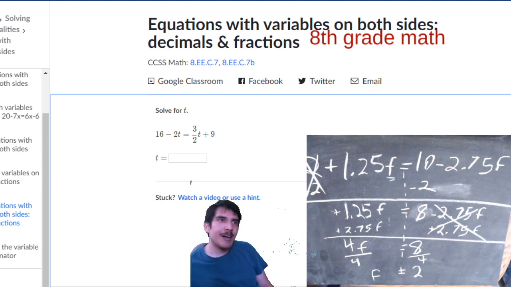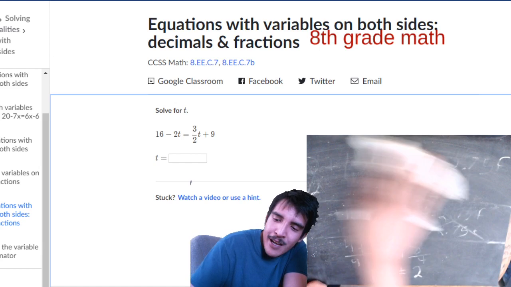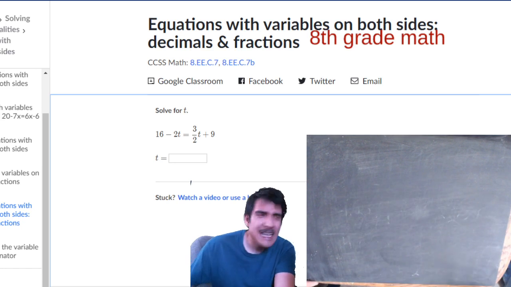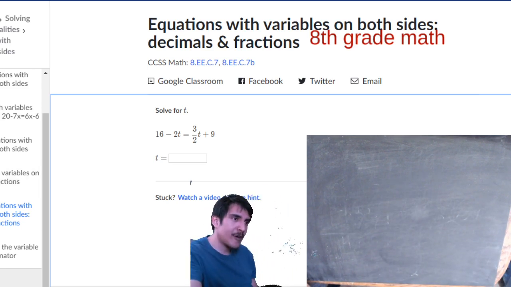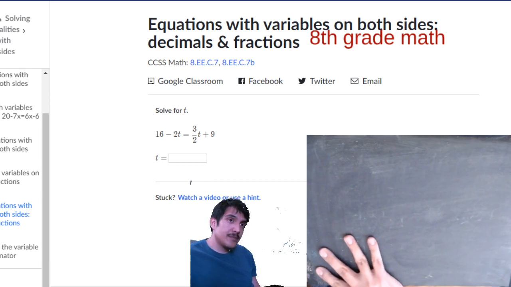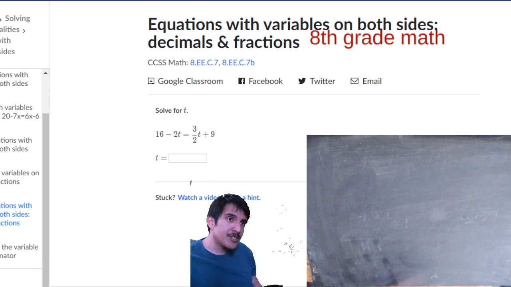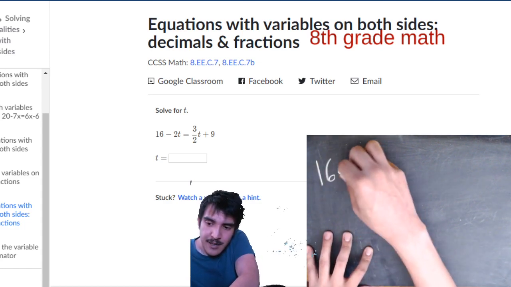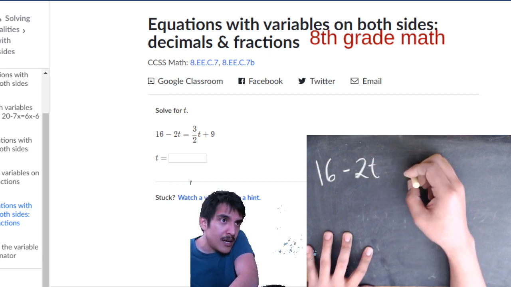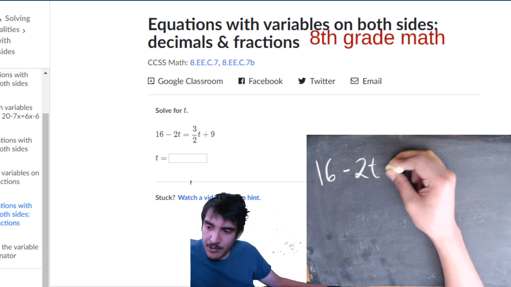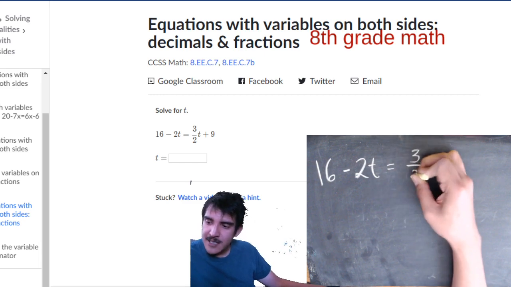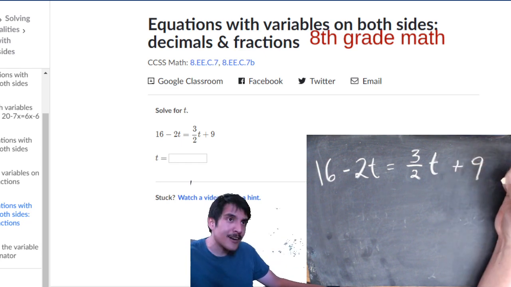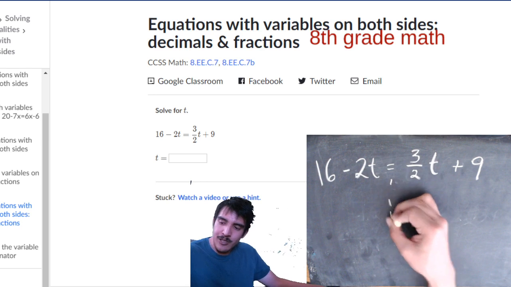There's a fraction in this equation, meaning if we get a non-whole number answer, write it as a fraction. I bet if you write it as a decimal, it should still count it correctly, but I'm just trying to get you to do good habits, all right? Let's see, 16 minus 2t equals 3/2 t plus 9. Oh my gosh, this is like my best handwriting with chalk so far. That's pretty good, guys. That's actually really good.